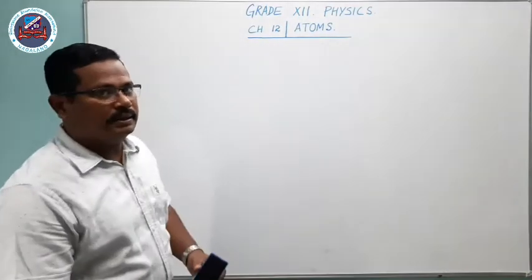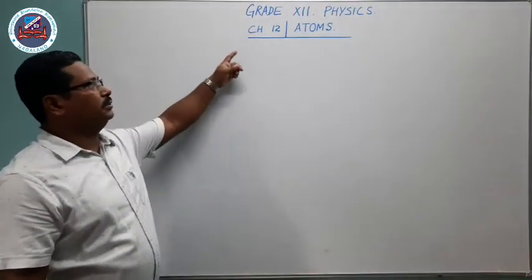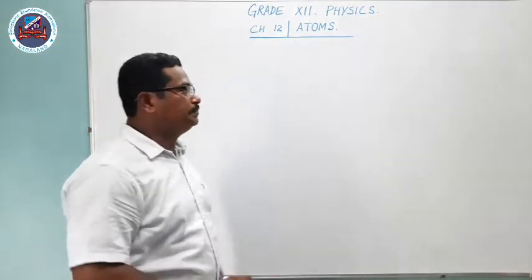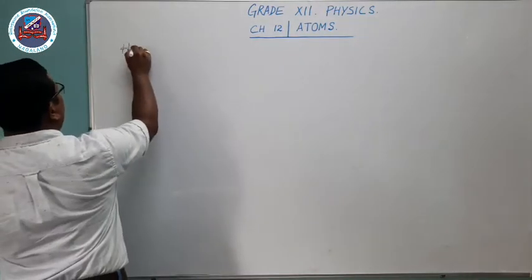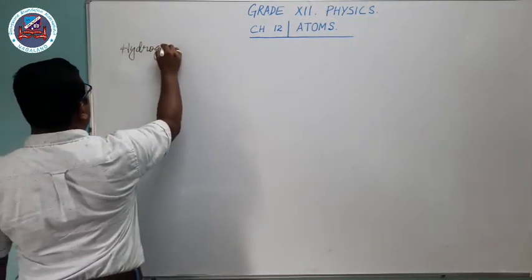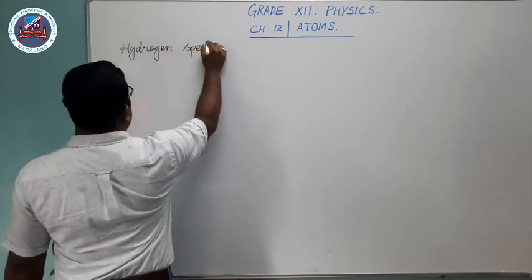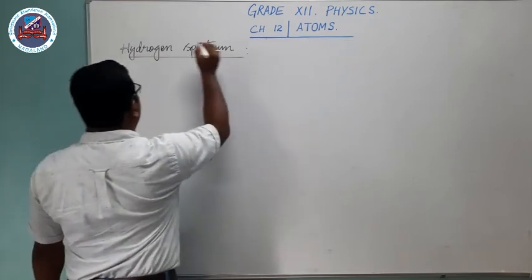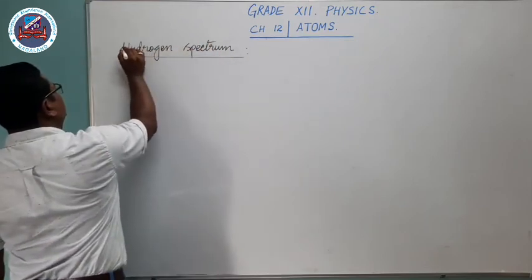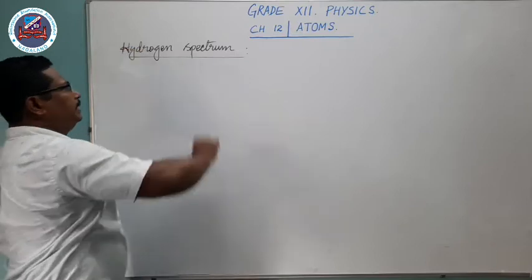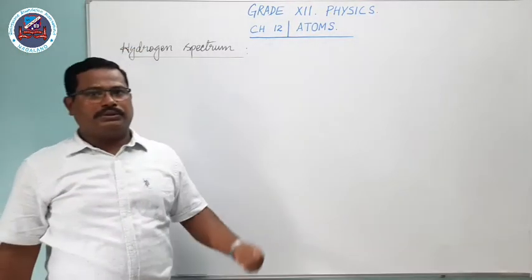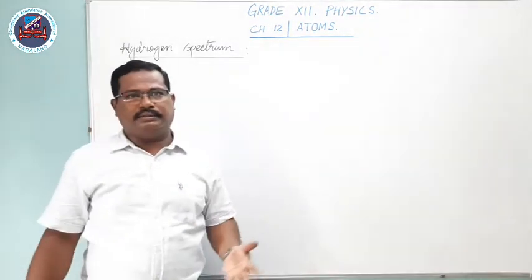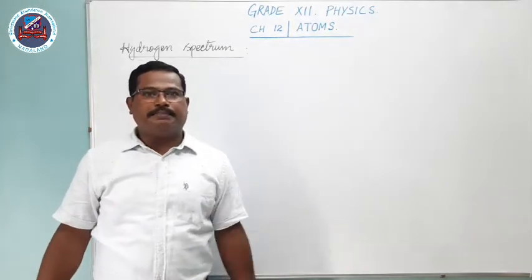We are in physics class and we are continuing with chapter 12, that is Atoms. Now let us discuss the hydrogen spectrum. As we all know, the hydrogen spectrum is a line spectrum. There are two types of hydrogen spectrum, because when an electron jumps from a higher energy state to a lower energy state, it emits radiation that we call emission spectra.